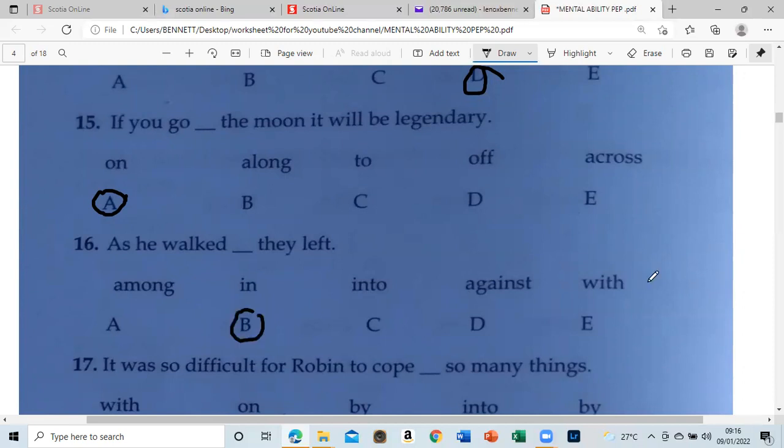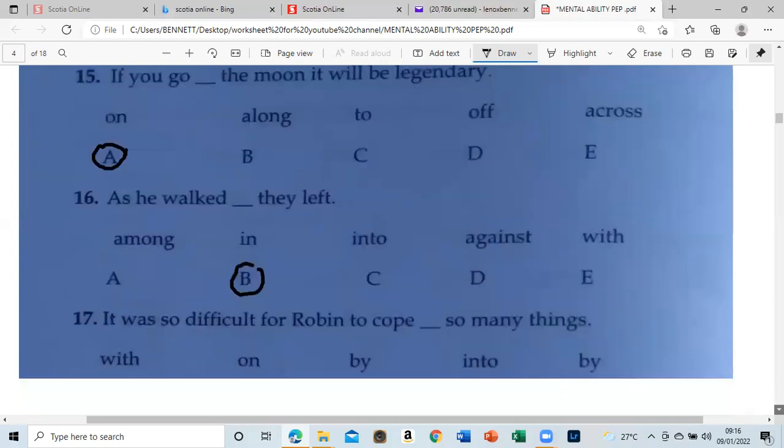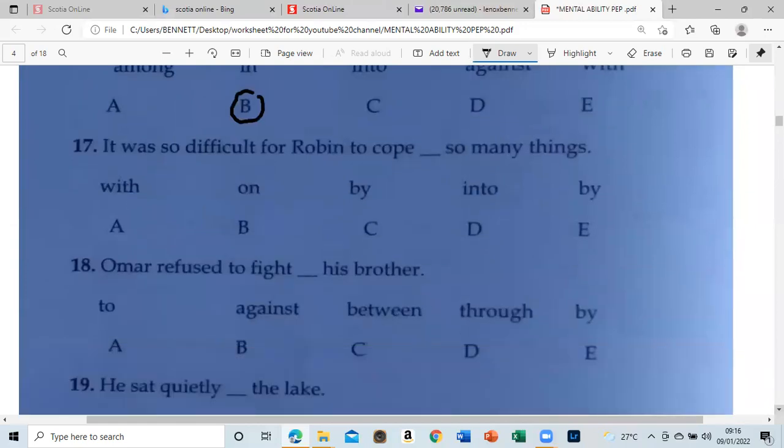Number 17. All right, now let me just carry it. You guys will be able to see it. Quality is not so wonderful. 17. It was so difficult for Robin to cope blank so many things. Is it with, or on, or by, or into, or by so many things?